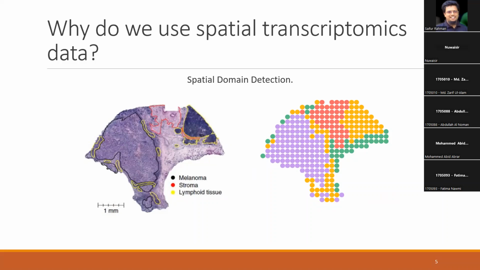Melanoma is a cancer, so the black contour represents that cancer, and the lymphoid tissues represent the white blood cells that grow around the cancer tissue, and the stroma represents the cells that promote the growth of the cancer tissue. So if we can identify those regions correctly using our analysis, that will be very helpful for targeted therapy for different patients.